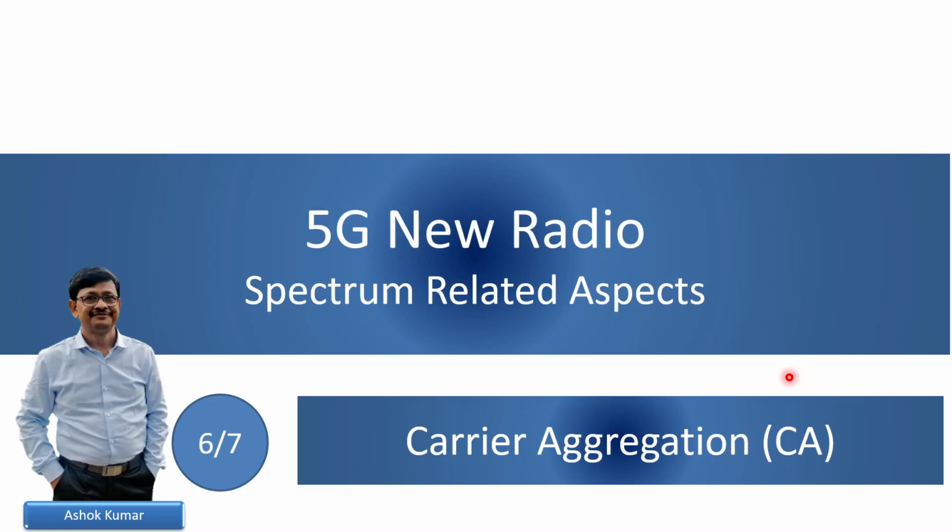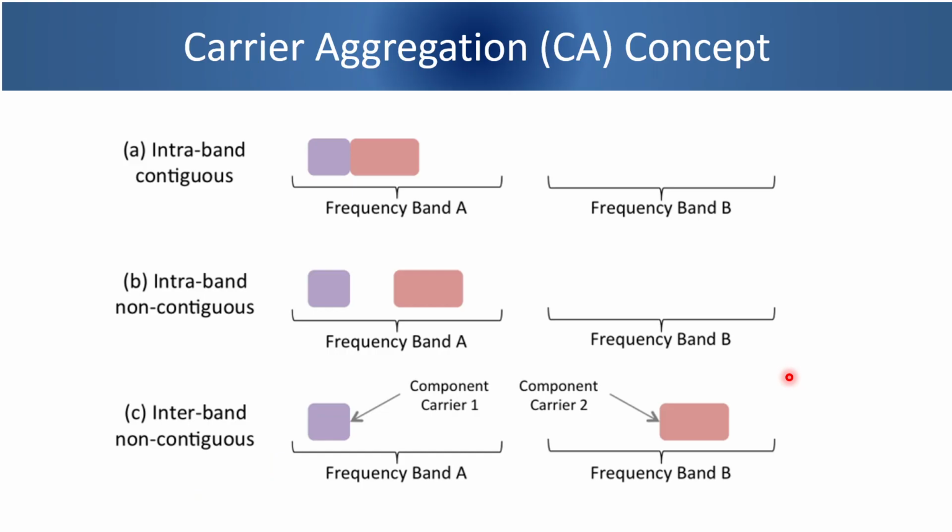In this module, we will learn about carrier aggregation, CA. Let us start with the carrier aggregation concept, CA concept. Carrier aggregation is used to increase the channel bandwidth. Extension of the bandwidth is possible with carrier aggregation.